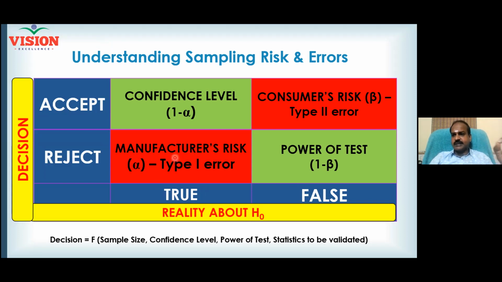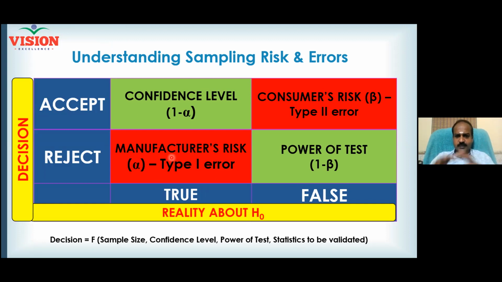Manufacturer risk means, imagine, let me explain with the context of the manufacturing industry. Let us say I produce a product. You are coming and testing. You test the product and reject the product. But my product is actually good. My product is good, but what you did, you rejected it. Why you rejected, I don't know. You measured wrongly, your sampling is wrong, your measurement is wrong.